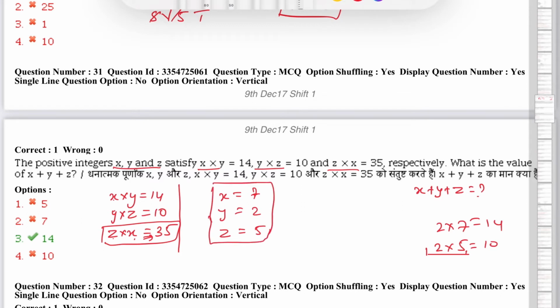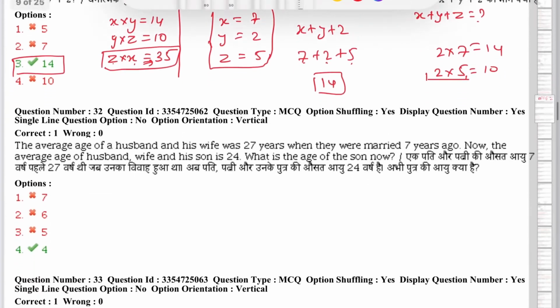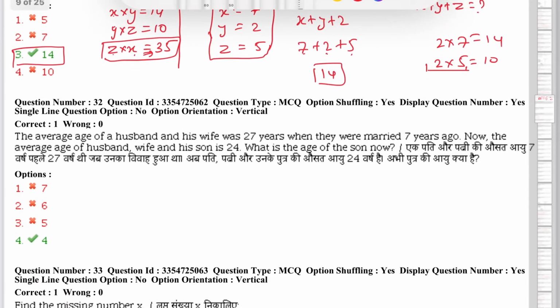Now what is asked in the question is x plus y plus z. So it is 7 plus 2 plus 5. 7 and 2 is 9, and 9 and 5 is 14. So 14 is the right answer. So answer 3 is the correct answer. Now moving to the next question.